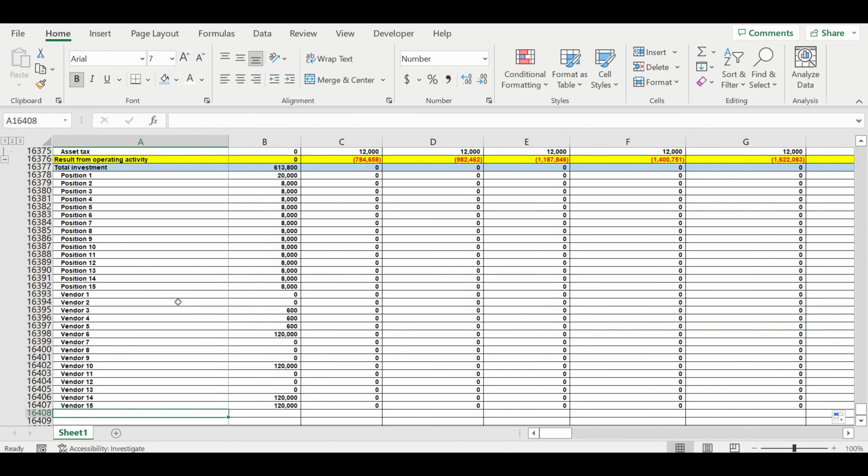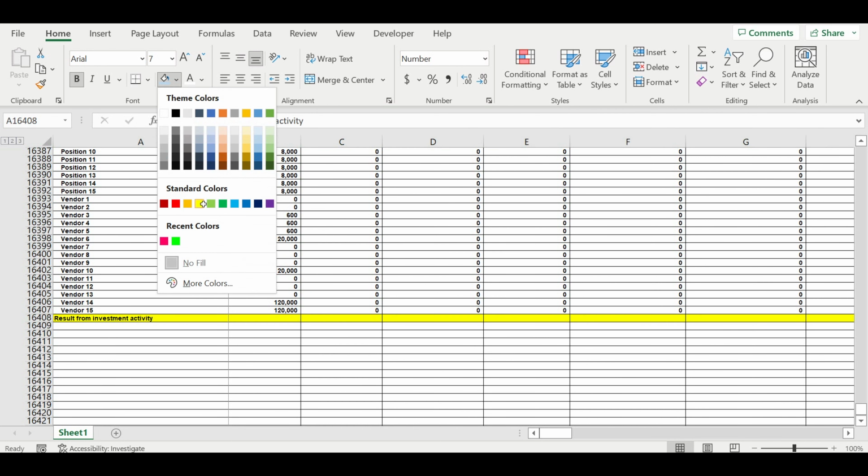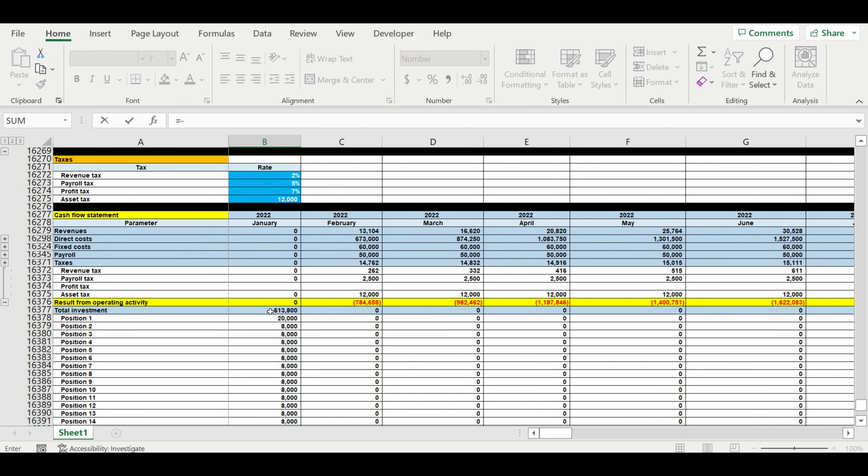Then we just create the line called result from investment activity. This is the second important line of the cash flow statement. So I will take minus and take this value because it is an outflow.